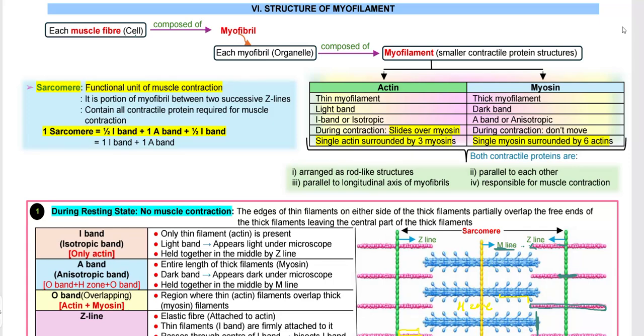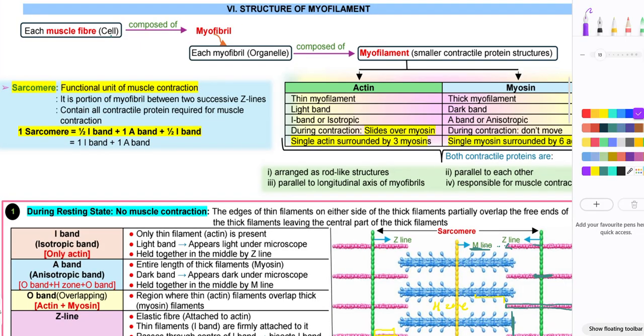Hey everyone, in today's class we are going to do part 4 for locomotion and movement, that is structure of myofilament. Now in the previous section we have already discussed the structure of the skeletal system, skeletal muscle, and also the structure of the muscle fiber. We have seen in the previous class that one cell of the muscle we call a muscle fiber. Each muscle cell consists of myofibrils.